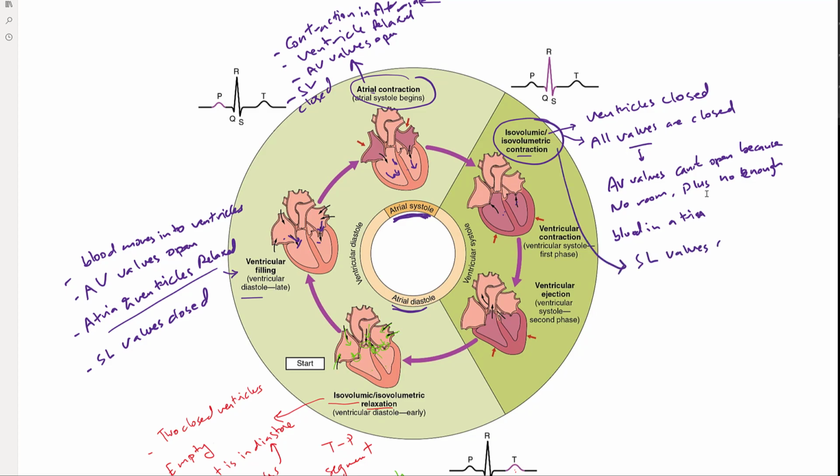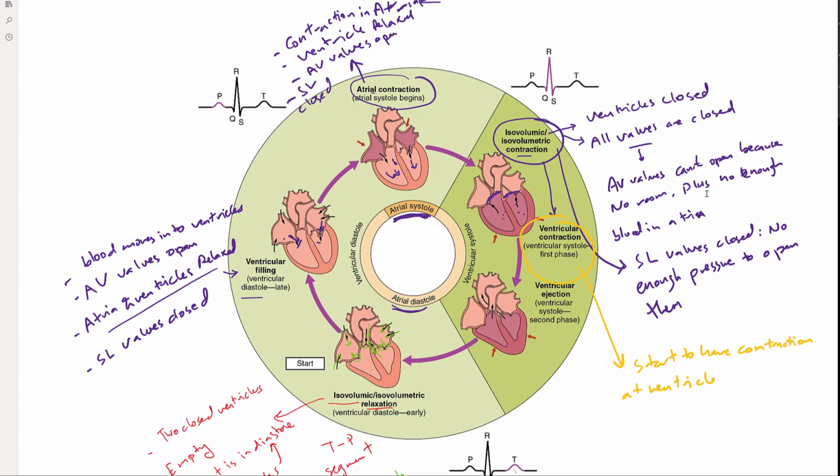Semilunar valves are closed, with not enough pressure to open them. This pressure has to come from the ventricle. So we don't have enough pressure to open them. That is isovolumic contraction. So all the valves at this point again are closed. From isovolumic contraction, we will have the ventricular contraction, which means now we start to have contractions in the ventricles.